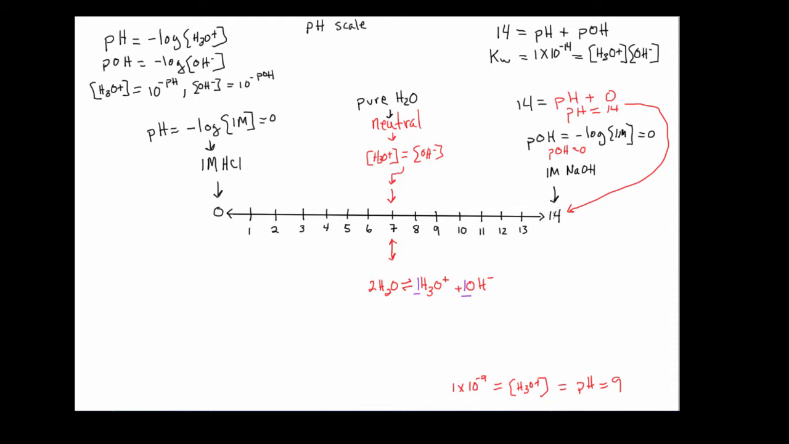So the pOH at this end of my scale is 0. The pH at this end of the scale is 14, and the pH at this end is 0.